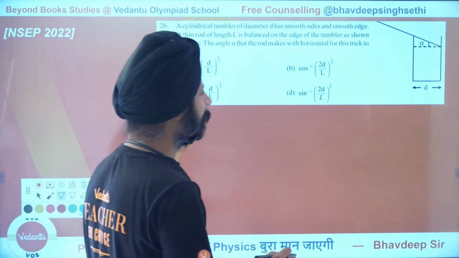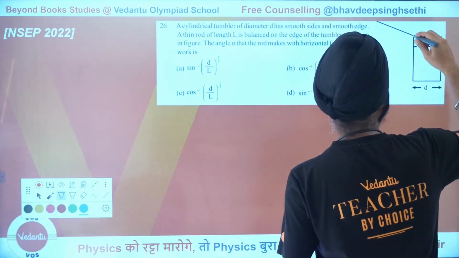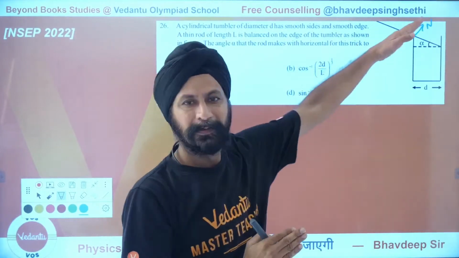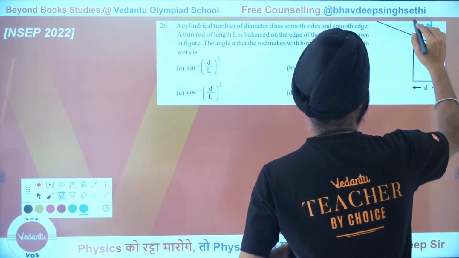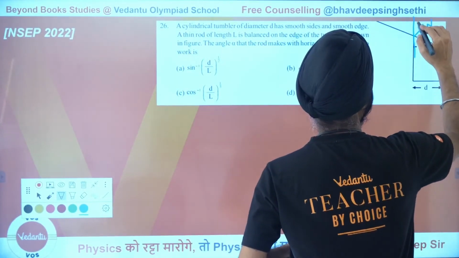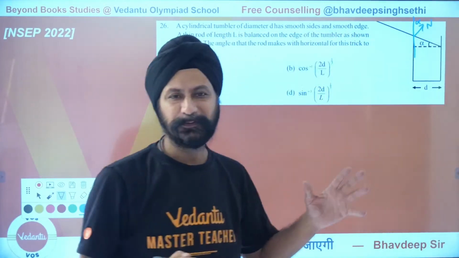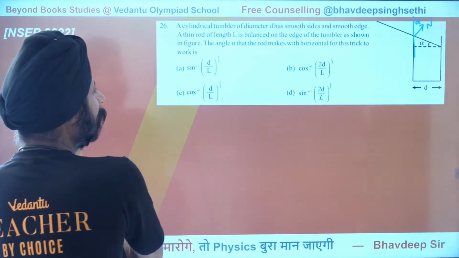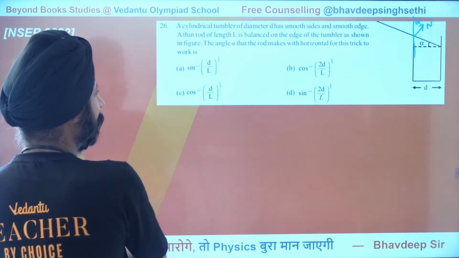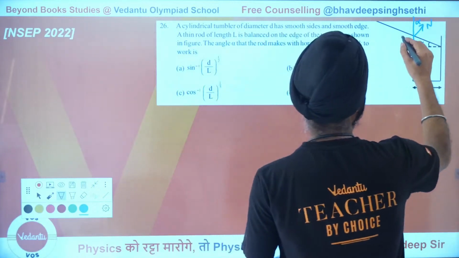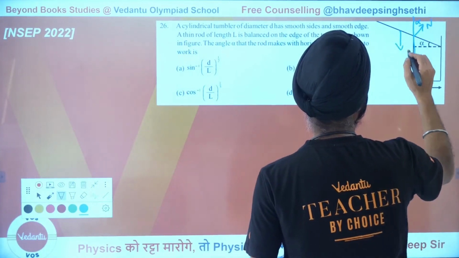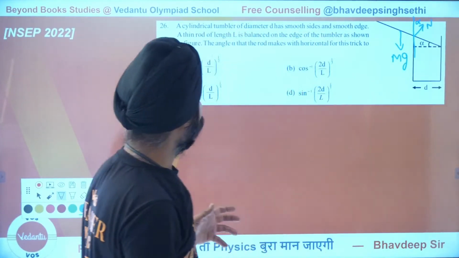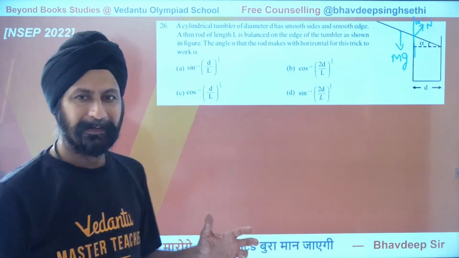So let's write down the forces. First force I can foresee here is some normal force, N, making an angle of alpha. So this angle would be alpha between the vertical and that. Now another force I can see here is mg acting at the midway point over there, mg. So they're asking, how much should this angle be?